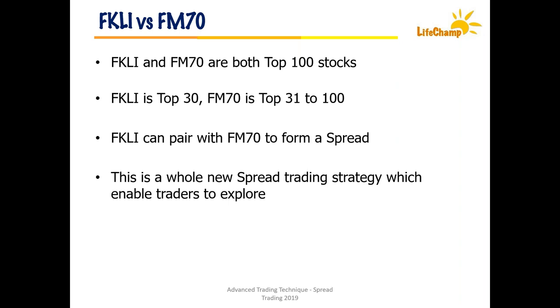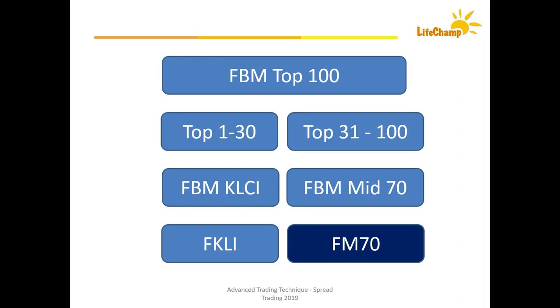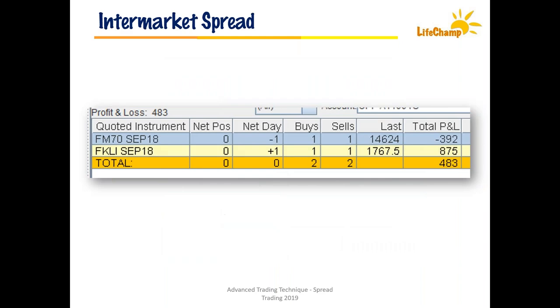And this is a whole new spread trading strategy which enables traders to explore a new horizon in terms of trading. By the structure of the top 100 stocks, you can see on the left hand side, from top 1 to 30 stocks, it forms FBM KLCI, and subsequently it was the underlying asset and formed FKRI. And on the right hand side is the top 31st to 100. So these mid 70 counters are the underlying asset of the FM70 futures index. So these two indices, you can actually trade now.